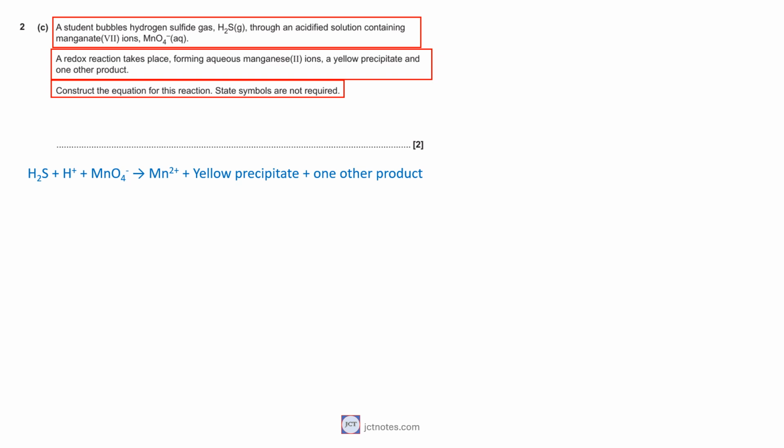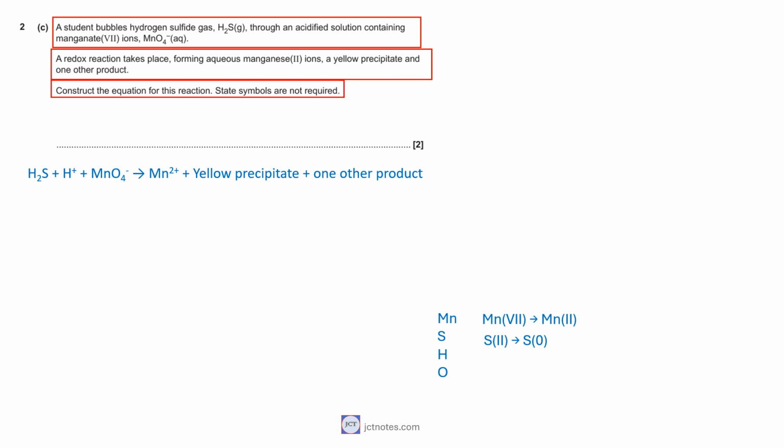To identify the yellow precipitate and 1 other product, we have to make an informed guess of what these are. The information that we have is: first, as reactants we have atoms of hydrogen, sulfur, manganese, and oxygen. Second, we have a redox reaction, where the manganese changes from an oxidation number +7 to an oxidation number +2, that means that it has been reduced. As we have a reduction, something needs to be oxidized, probably the sulfur.